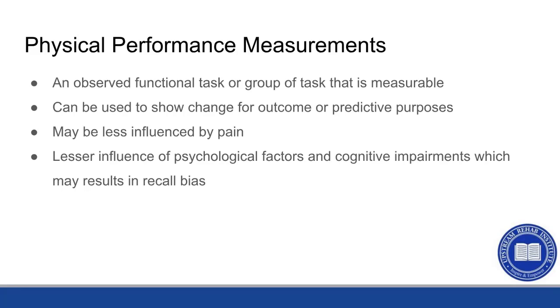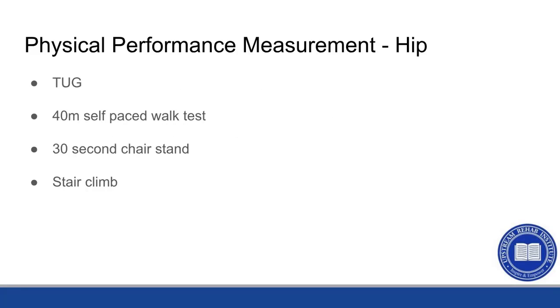All right, so physical performance measurements. This is an observed functional task or a group of tasks that is measurable. It can show you change for your outcome and even serve some predictive purposes for risk of falls or risk of disablement, etc. What's good about these is they are a little bit less influenced by pain, and so much of our tests are focused on pain. This kind of pulls you out of it. And it's got a lesser influence of psychological factors and cognitive impairments, which can result in some recall biases.